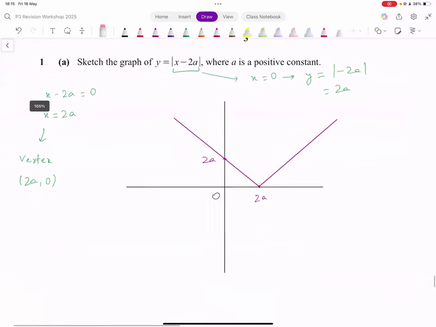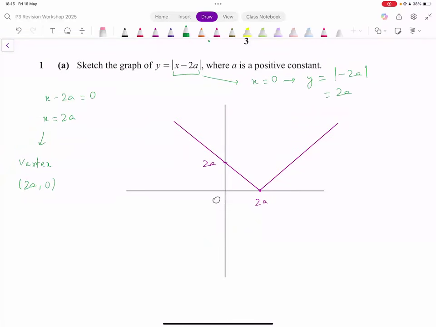Sometimes they can ask you to draw a graph like this as well, where you have a constant like this. For example, a.